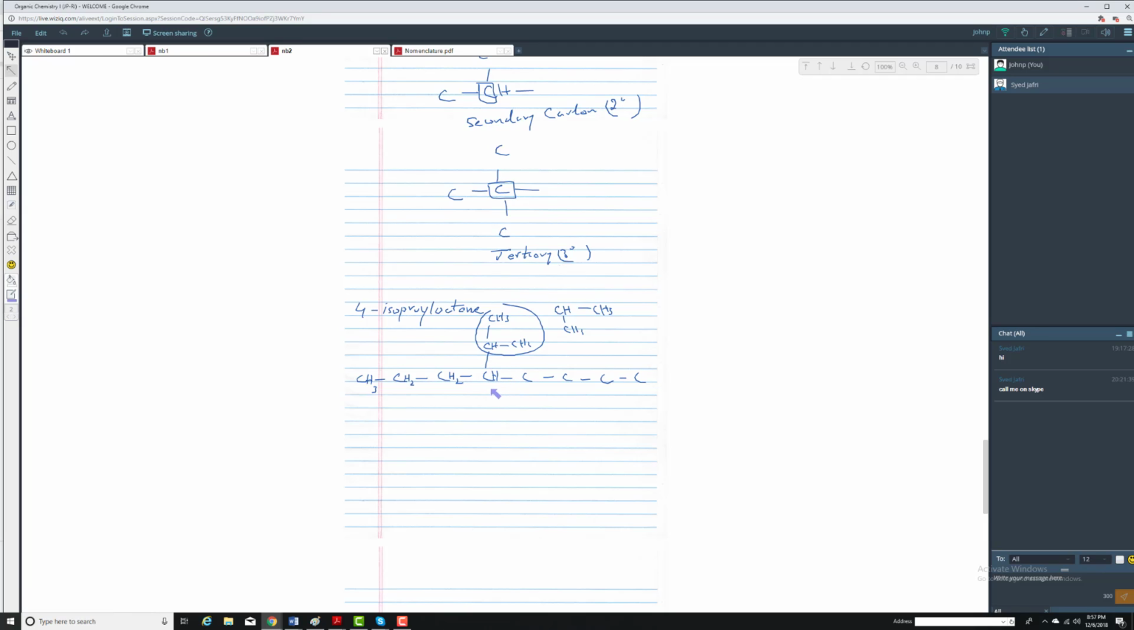Now we have to fill the hydrogen. Three, because three bonds are already there, so you just need only one hydrogen. Just a moment, let's see. Isopropyl octane. So 4. So 1, 2, 3, 4.